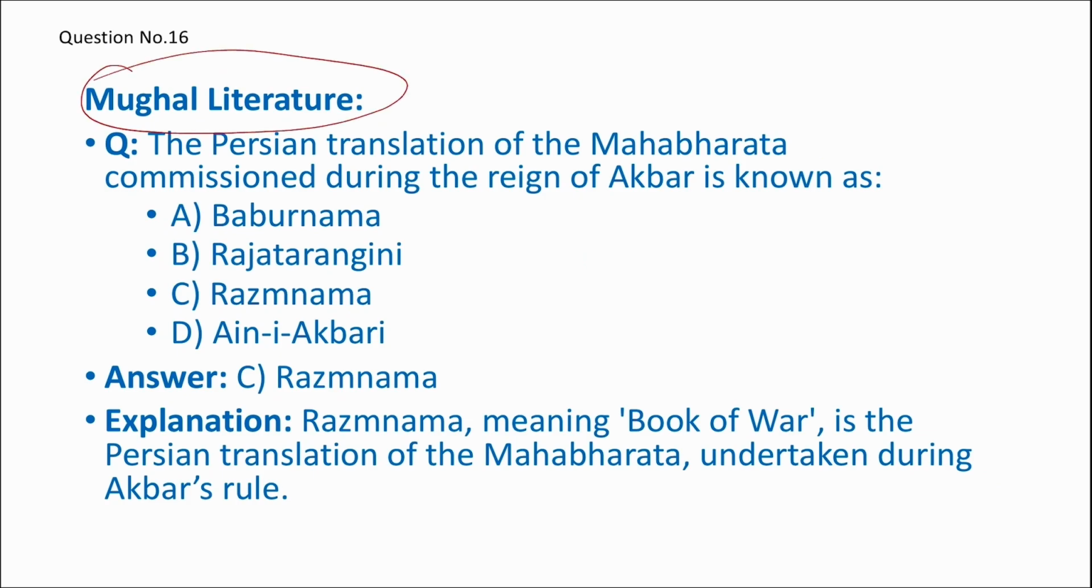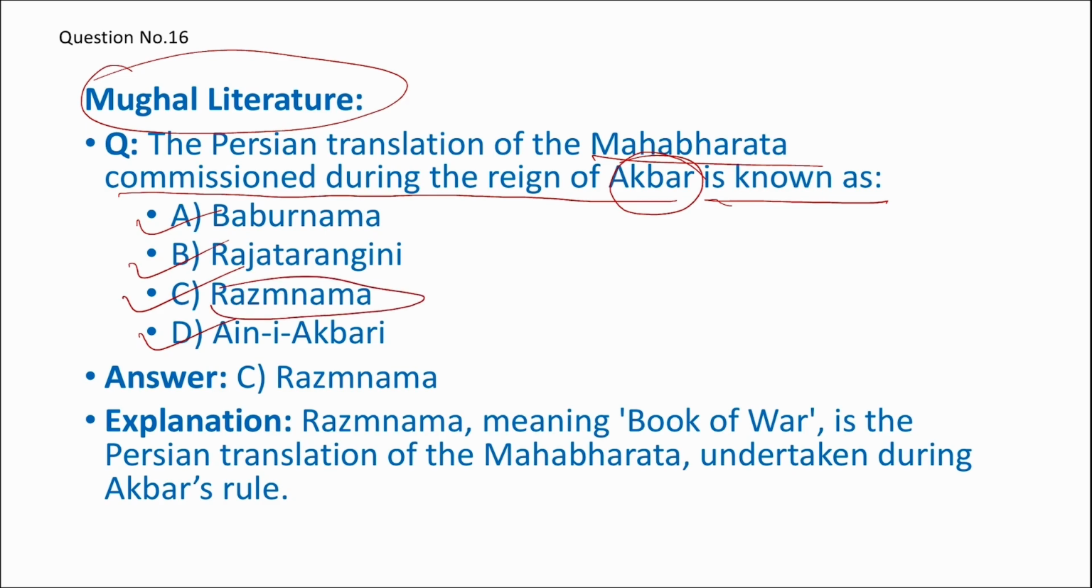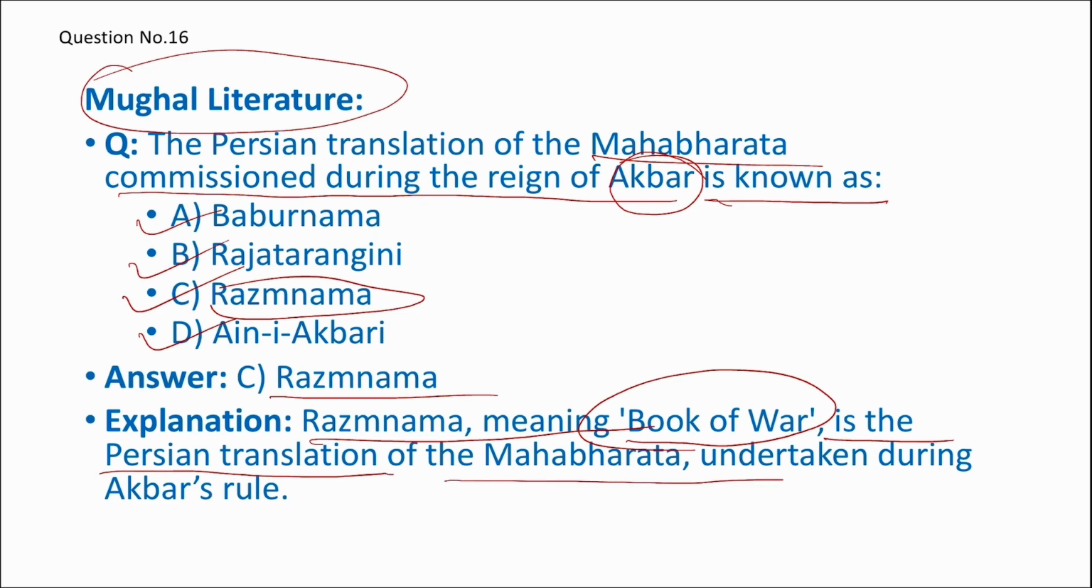The next question is on Mughal literature. The Persian translation of the Mahabharata, commissioned during the reign of Akbar, is known as what? Babarnama, Rajatarangini, Razmnama, or Ain-i-Akbari? Actually, the right answer is Razmnama. Razmnama, meaning Book of War, is the Persian translation of the Mahabharata undertaken during Akbar's rule. So C is the correct answer.